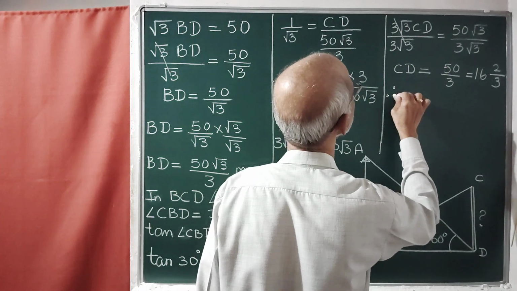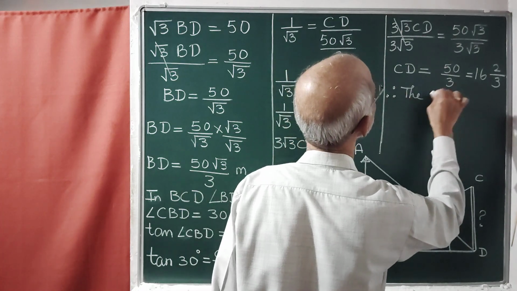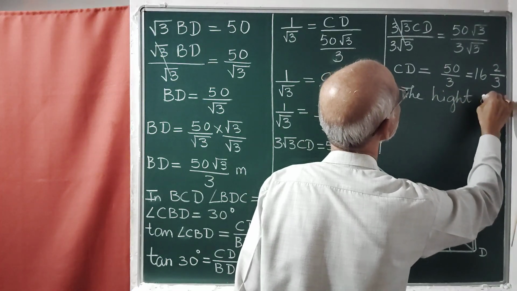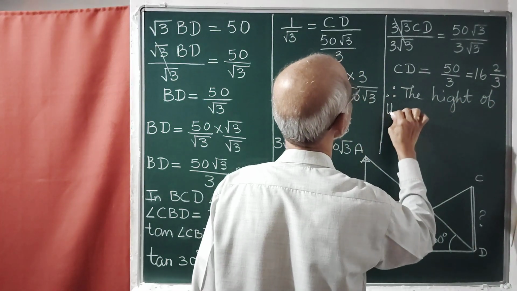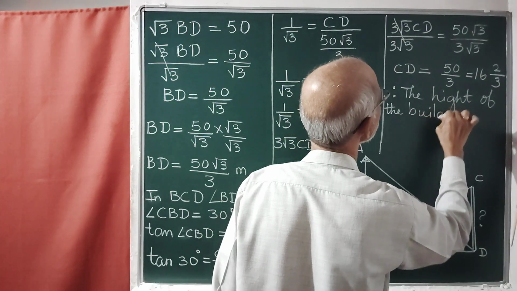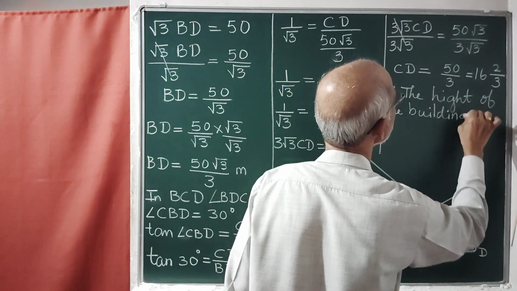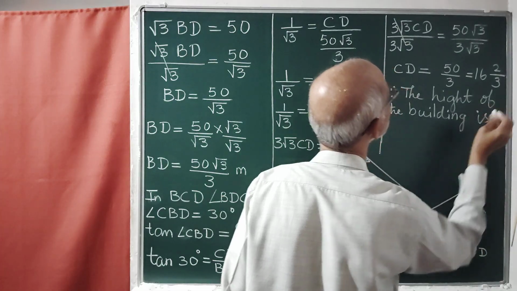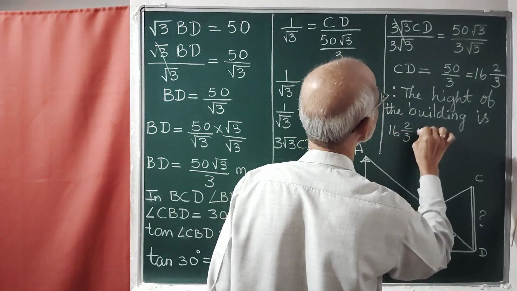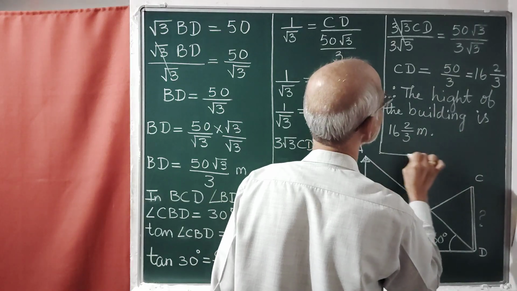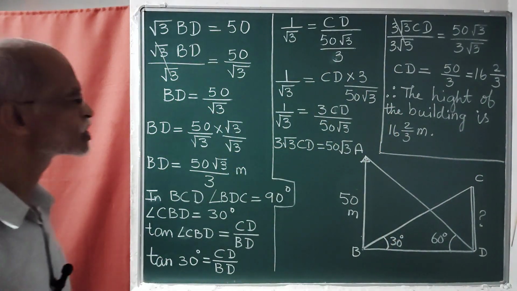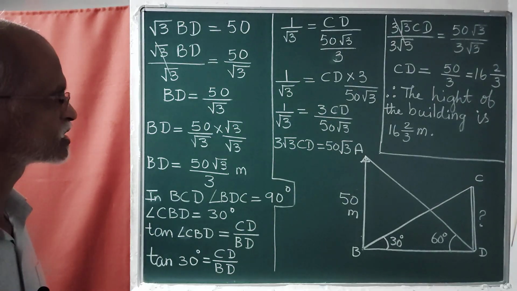Therefore, the height of the building is 16 2 by 3 meters. That is the answer. The height of the building is 16 2 by 3 meters.